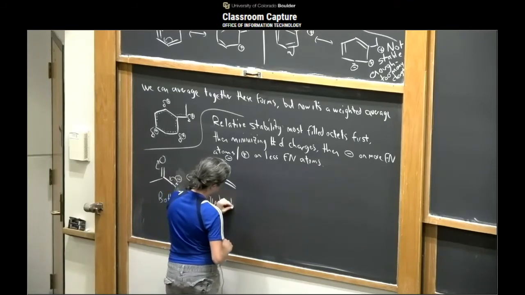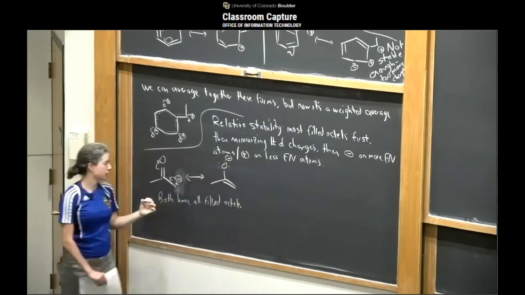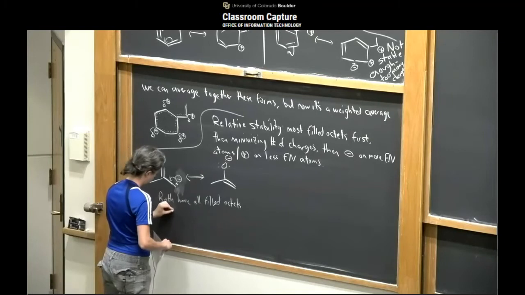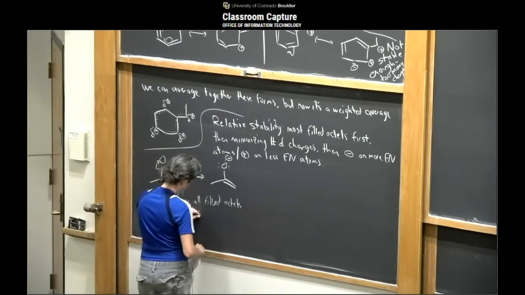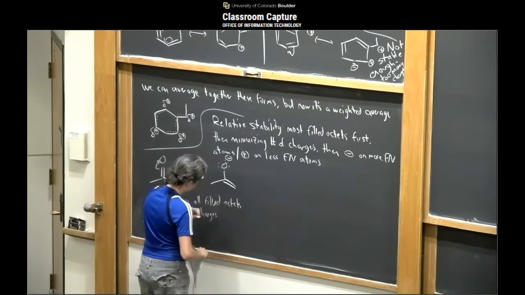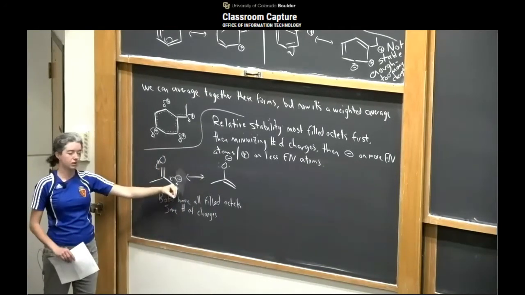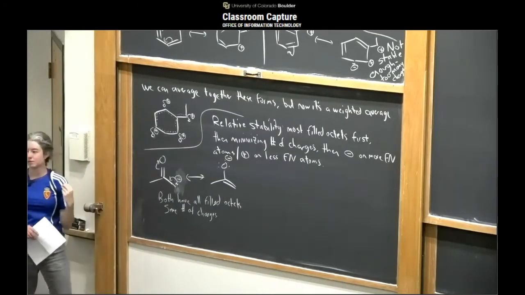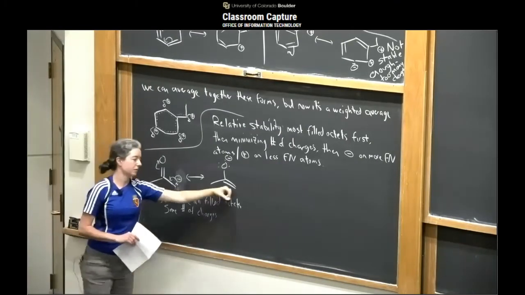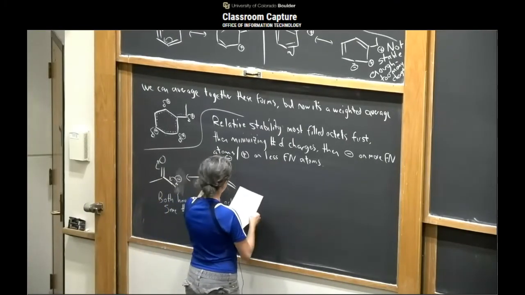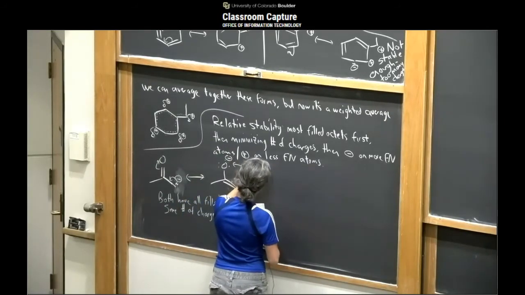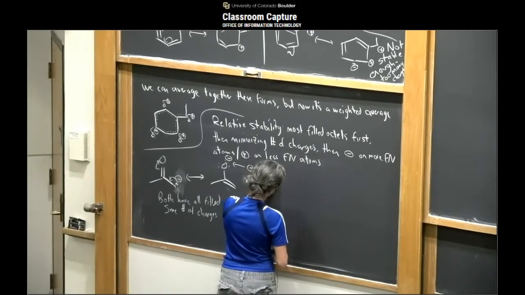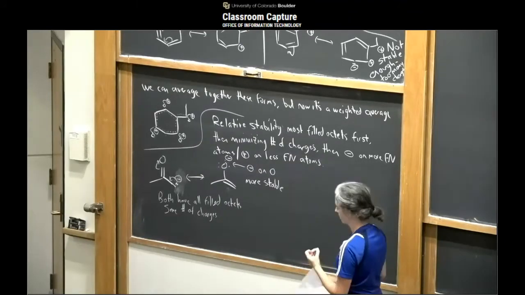Okay, so both have all filled octets. Total number of charges, 1 minus charge, 1 minus charge, the same. But the only difference between them is here negative charges on carbon versus here negative charges on oxygen. So left or right, which one's going to be more stable? Yep, the right one. Because here, since oxygen is more electronegative than carbon, this one's going to be the dominant form.